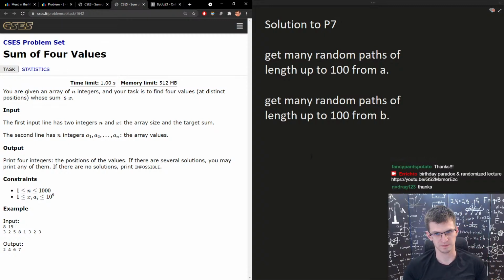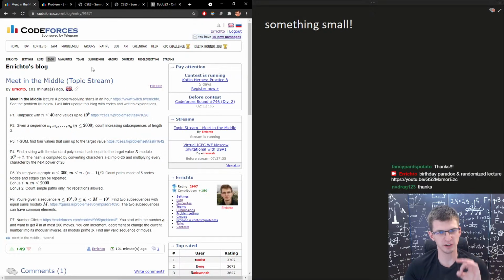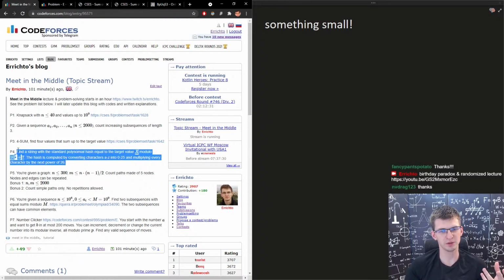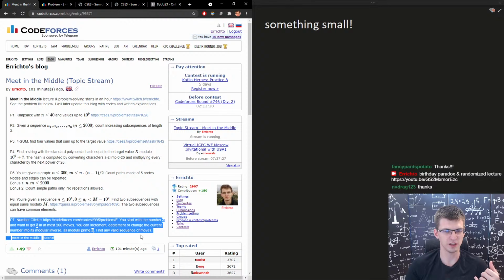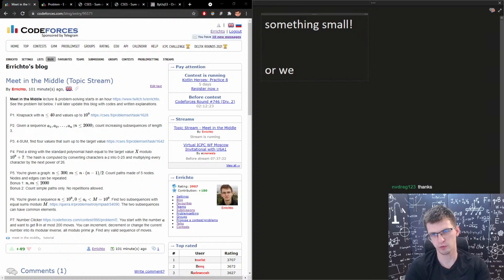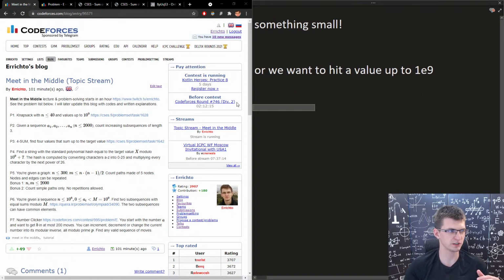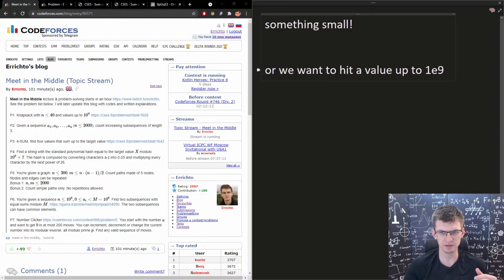That was meet in the middle. The summary is that something needs to be small in the statement, and if it's twice smaller, you can solve the problem. But also we saw this category of problems not really being meet in the middle, like those two, but related to birthday paradox. If we want to hit a value up to, for example, 1 billion, then we generate much more than 30,000 random elements. So I'm sure some people will argue that this is not meet in the middle, but well, sue me.